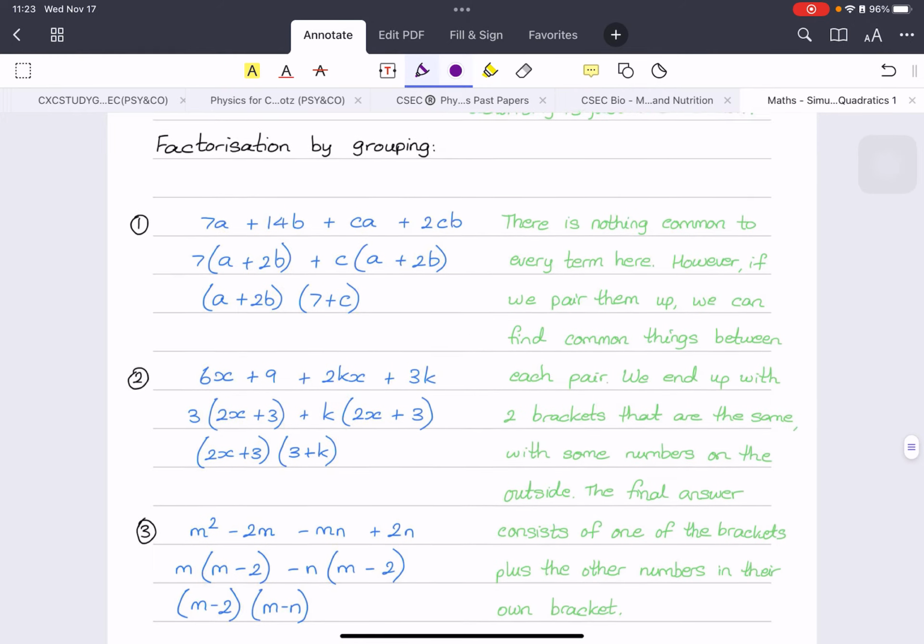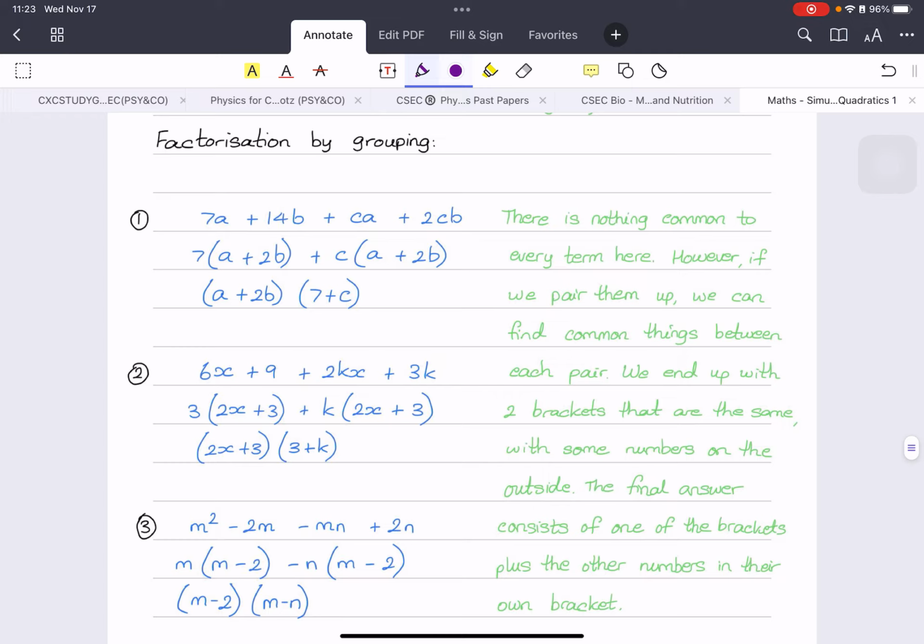Okay, now if they give us an expression with a lot of terms, so this has 1, 2, 3, 4 terms, okay? There's nothing that is common between all of them. Now some of them have some things in common, like the 7a and the 14b. They have the number 7 in common, right? 7 can go into 7, 7 can go into 14. But there's no 7s in ca and no 7s in 2cb. But what is common between ca and 2cb? The c's, right? We could actually pull out the c's there as well.